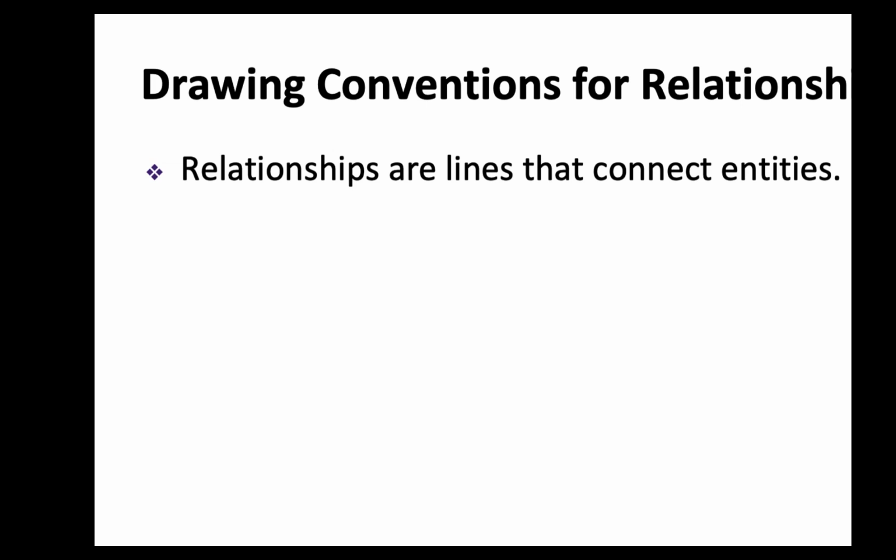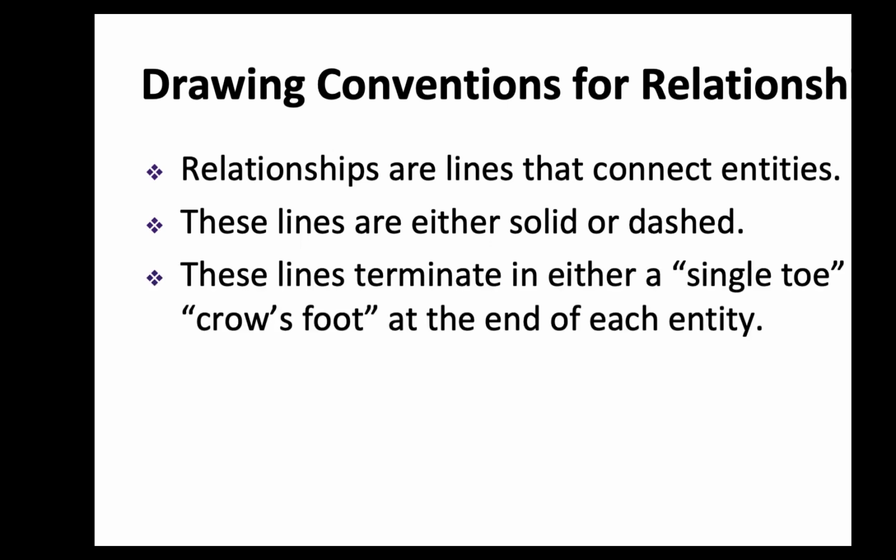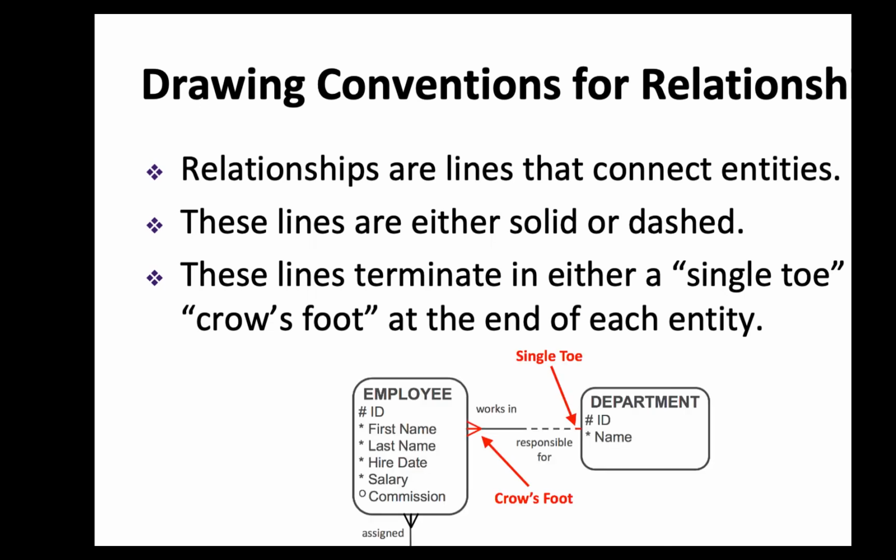So relationships are lines that connect entities. These lines are either solid or dashed. A solid line will show a mandatory, must be, relationship. Or if it's dashed, it means it's a maybe relationship. And for cardinality, we use the crow's foot for many, right? And if there is no crow's foot, it's a single toe, then obviously it's a one relationship. So in this diagram, we have three entities: employee, department, job.